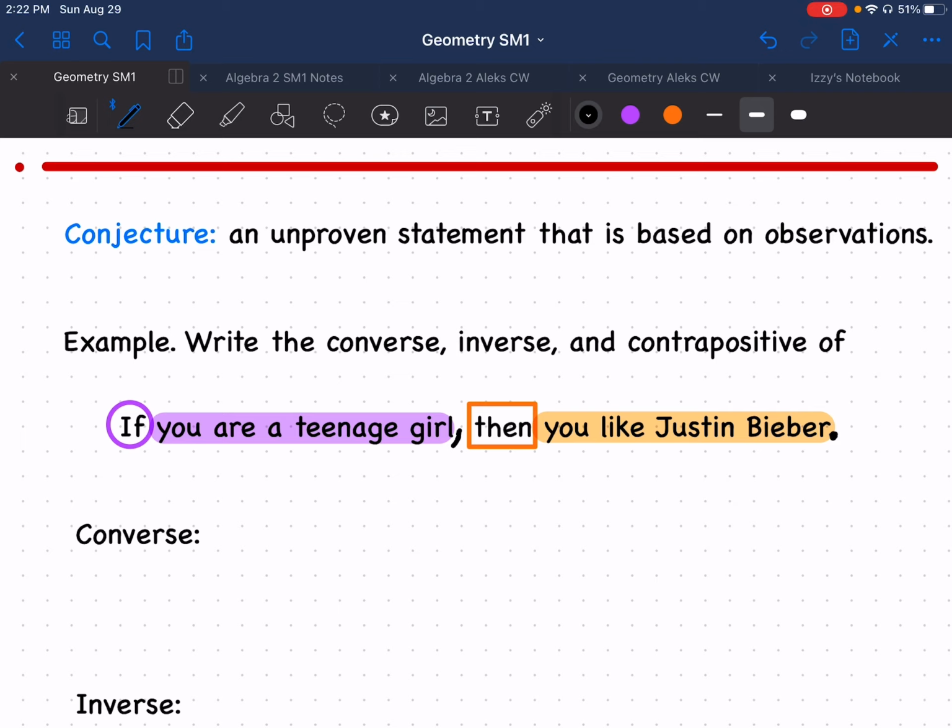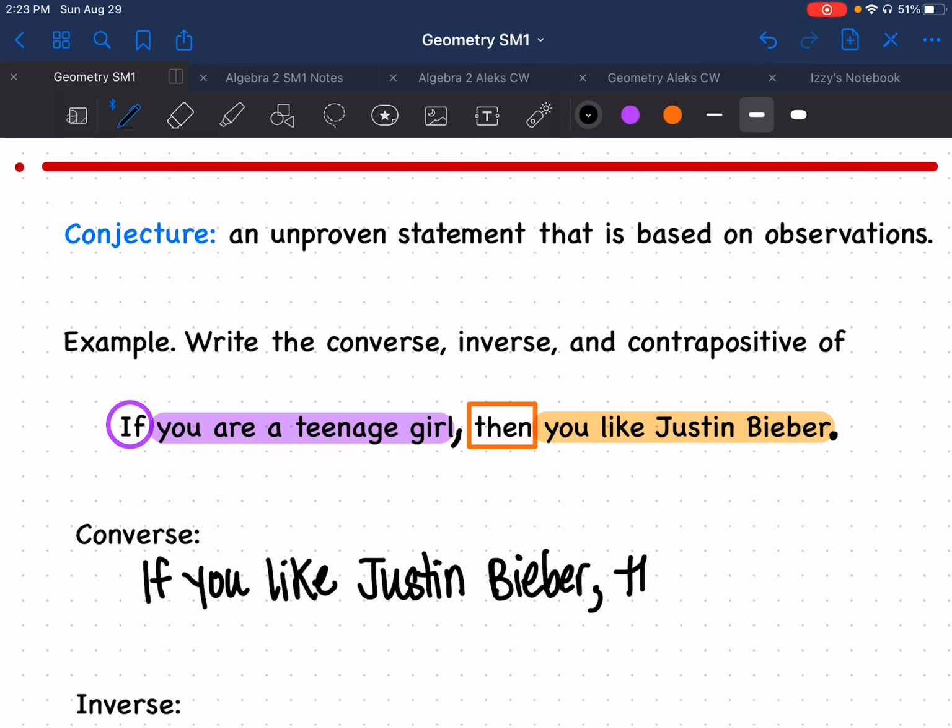All right, let's go ahead and do the converse. Remember, to do the converse, if we look at our foldable, we simply have to switch the hypothesis and the conclusion. So it would say, if you like Justin Bieber, remember, don't change the words. I don't want to see the word belieber in there. Then you are a teenage girl.